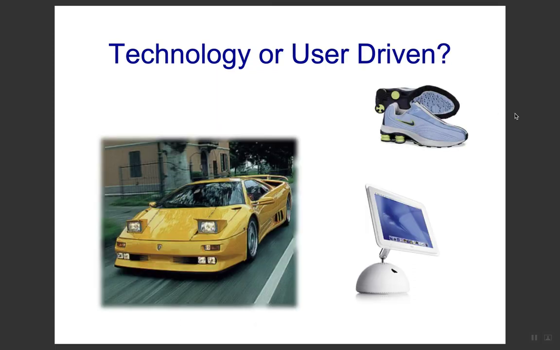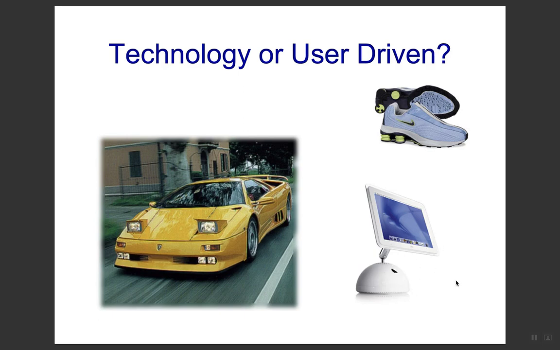And these are some examples of technology and user driven. The first one is a very luxurious car at the time. It's a Ferrari, right? Everybody knows. And is this technology or user driven? And this is sports shoes.